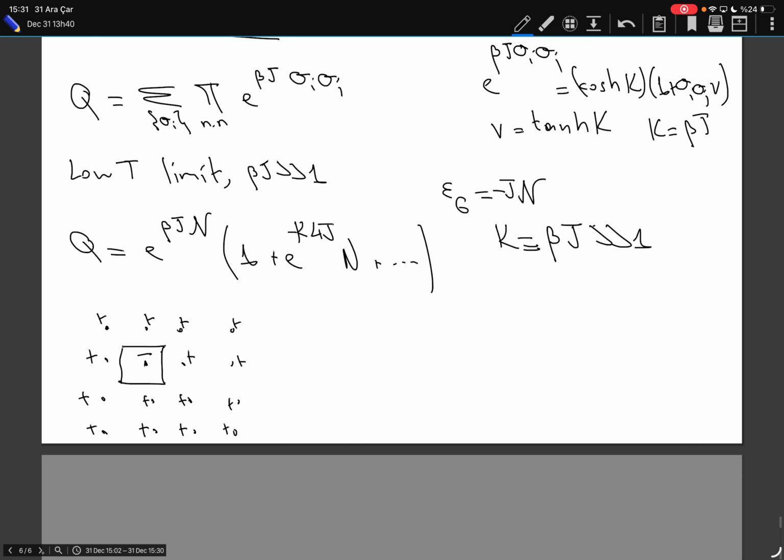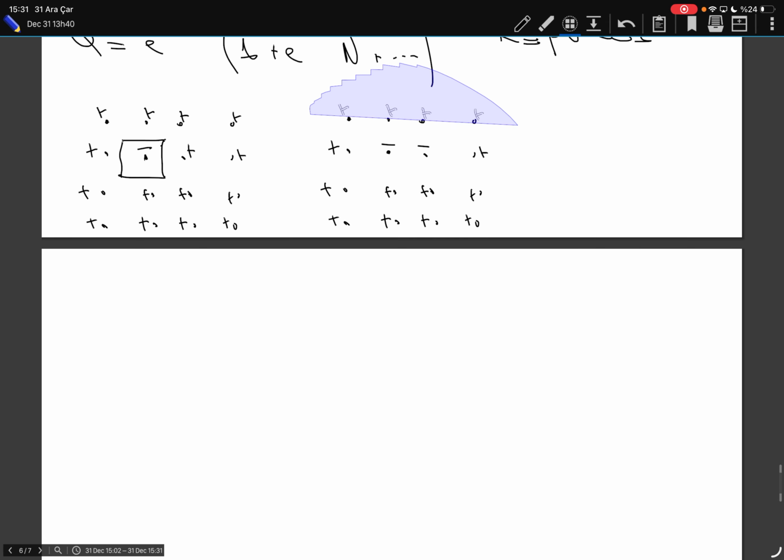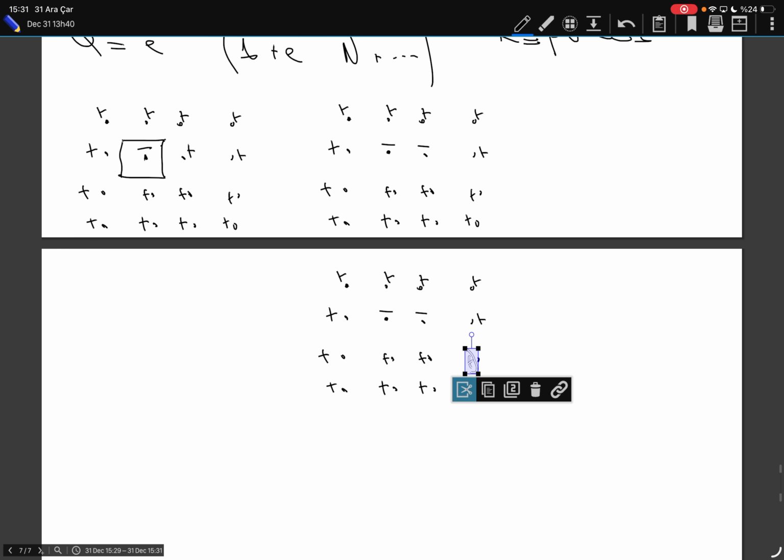Now the next excited state will be not one flipping, but two of them flipping. But keep in mind that if the two of them are not nearest neighboring sites, let me also write that down. If I have, let's say, this one flipped sign, let me also look at that state.